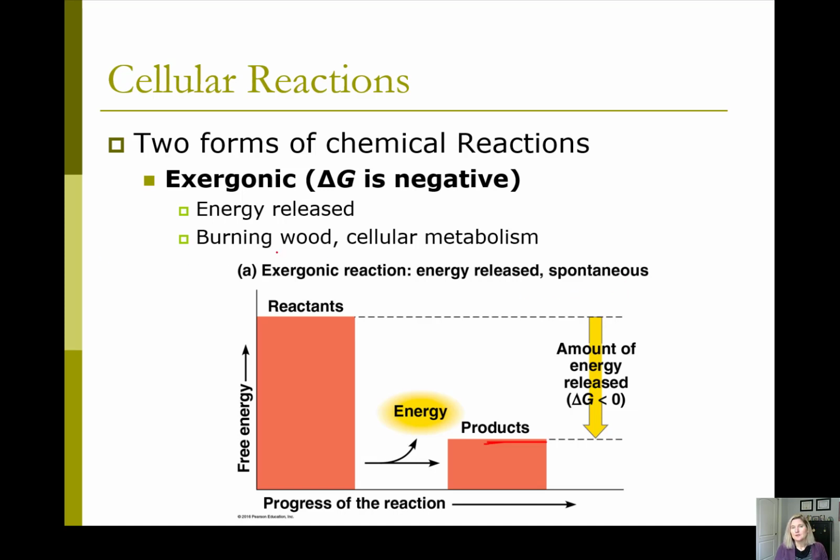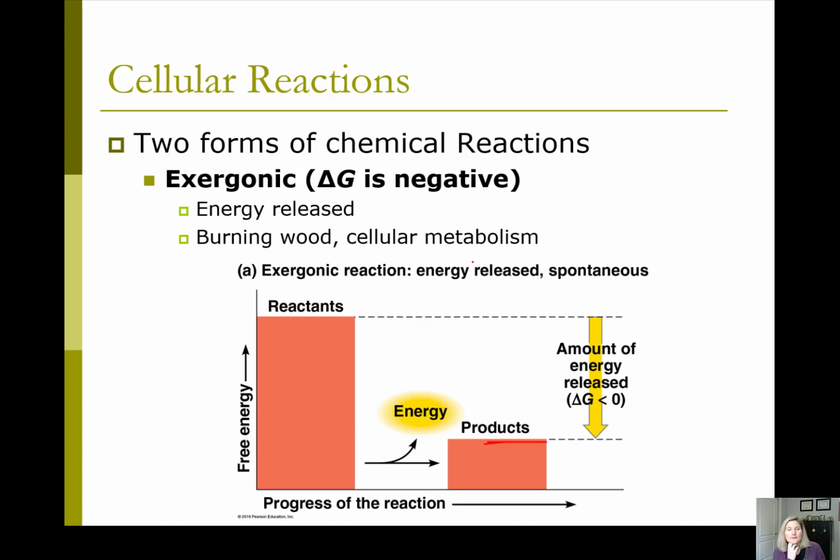So think of burning wood, for example. Once the wood is ignited with a heat source, the carbon inside that wood has a lot of energy. And so it's going to have a higher amount of energy than the ash that's the end product after you burn the wood. So that energy gets released, and it gets released as heat and light, right?